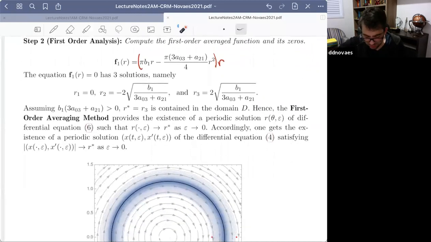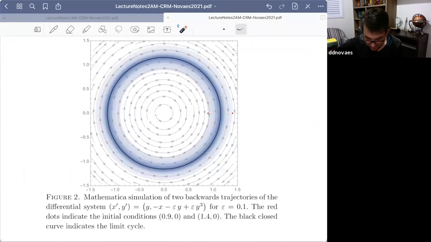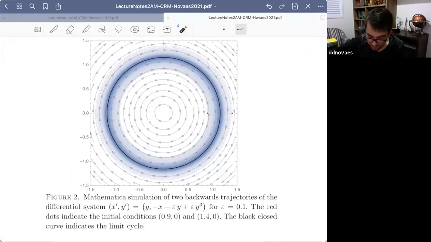Okay, so this is again a Mathematica simulation of now this system. For epsilon equal to 0.1, I'm simulating the backward trajectory of two initial conditions, which are accumulating in this limit cycle, which is the limit cycle provided by the periodic solution provided by the averaging method of order 1.